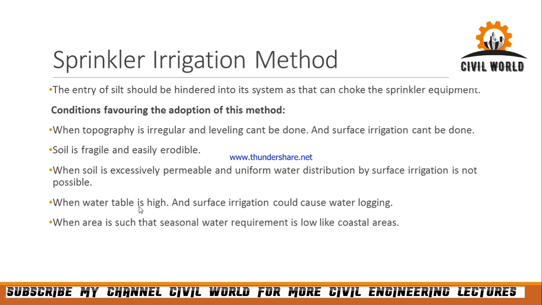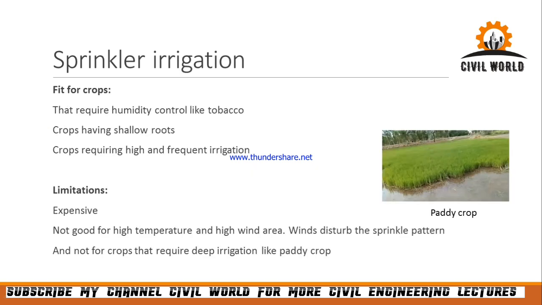If the water table is already high, if you are in a waterlogged danger zone, then you must adopt sprinkler irrigation. When area is such that seasonal requirement is low, coastal area में पानी की requirement low होती है, तो you can easily provide sprinkler irrigation. It's fit for crops that require humidity control like tobacco. It's fit for crops that require shallow roots. ऐसे पौधे जिनके roots shallow होते हैं, shallow root crops, sprinkler irrigation is the way.